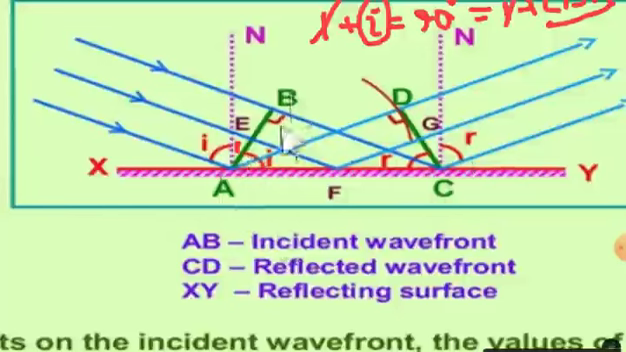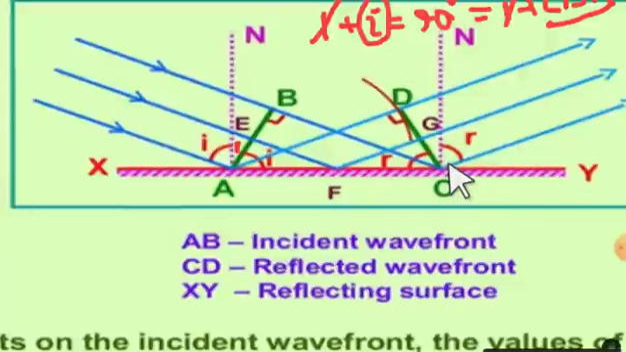Got it? Similarly for this also, r plus, if you mark this as DC, and if you mark this angle as 2, then 2 plus r will also be 90 degrees. Here also 2 plus the remaining angle will be 90 degrees. This is 90 degrees being normal, and this will be the plane reflected wavefront, and this will be the ray. So wavefront and ray are perpendicular to each other. Similar to this, you can mark this also as the angle of reflection.